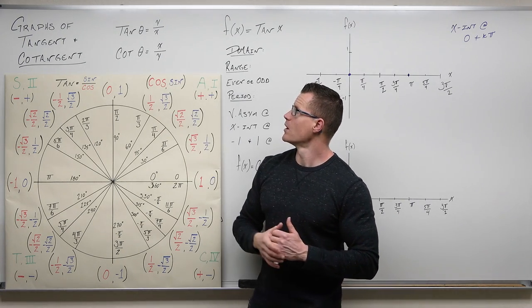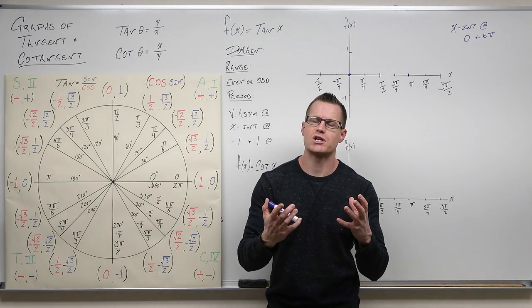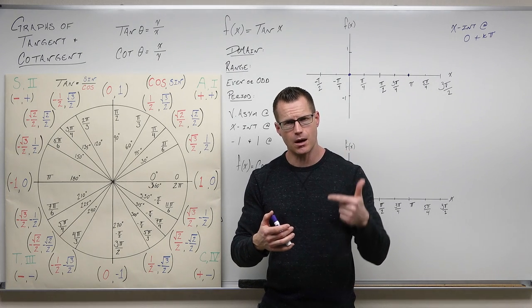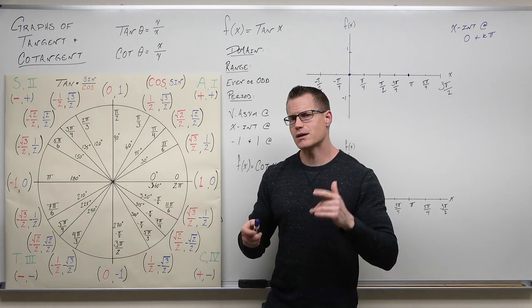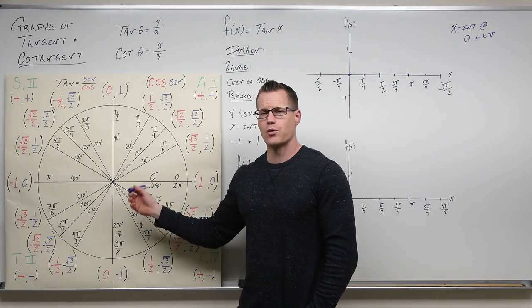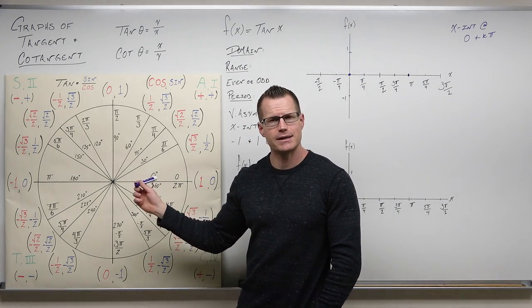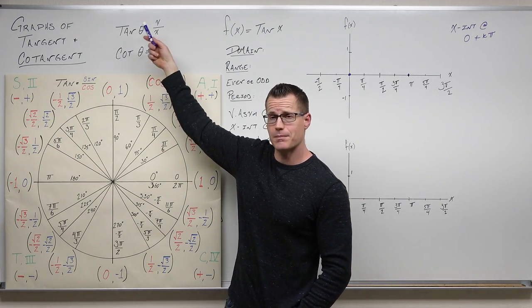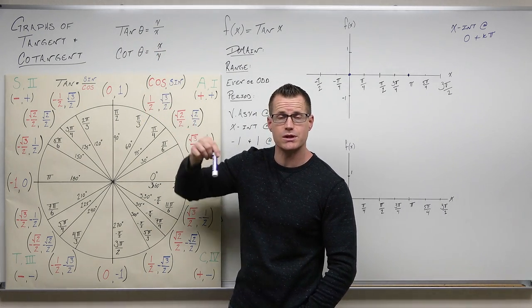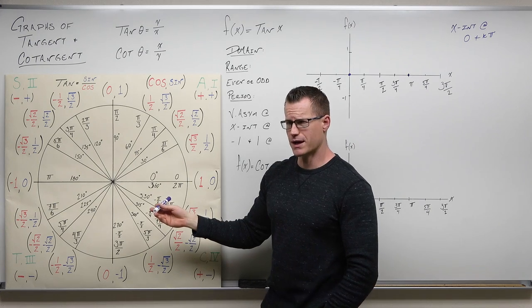So tangent is y over x. Now we know something about fractions. We know that when our denominator is 0, we have a significant issue. We have something that's undefined. So let's take a look at our unit circle and figure out for which angles x is 0. At the angles where x is 0, we're going to get something over 0. Something over 0 is undefined. So if x is 0, we get problems.